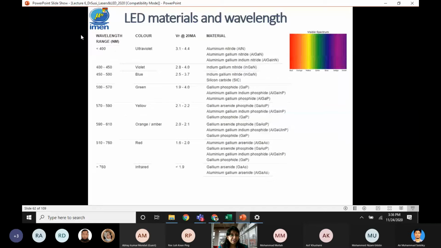Okay, this shows different LED materials and the corresponding wavelengths, from 400 nanometers right until infrared at 760. So there are many different types of materials, and all these have different colors and also different forward voltages. Right, this is at 20 milliamperes.